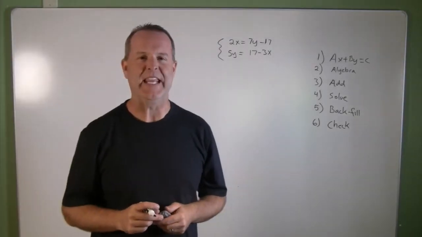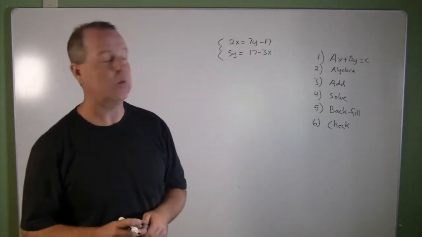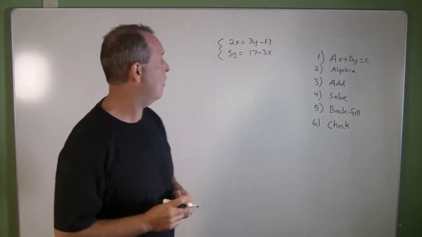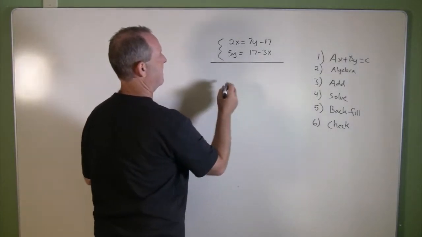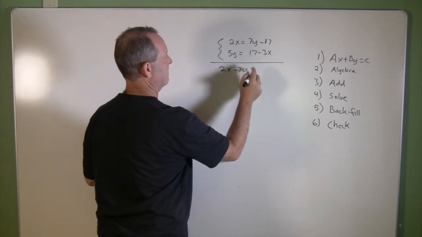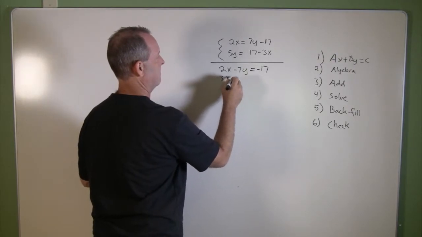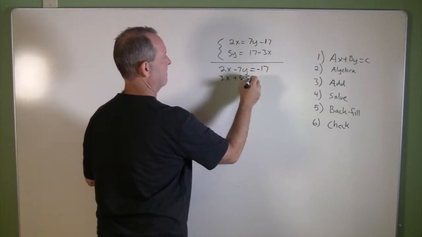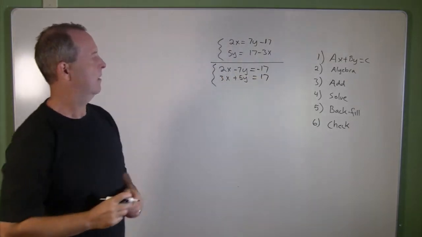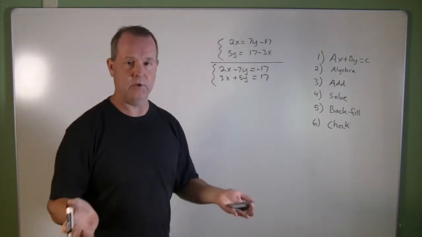All right, let's try this behemoth here that we have. 2x equals 7y minus 17, 5y equals 17 minus 3x. Step one, rewrite in standard form. Step one, check, written in standard form. Step two, do some magic here.